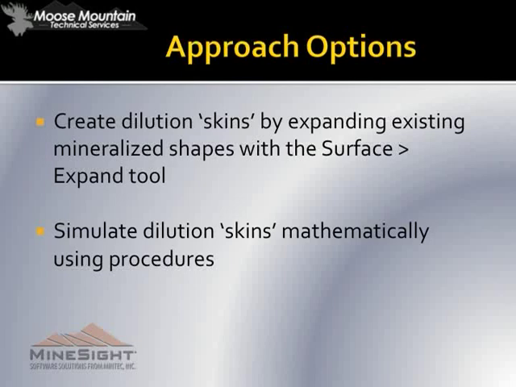And then every time we wanted to do an iteration, we would have had to go all the way back to the solids, re-expand the solids, retreat the solids to make sure their integrity was good, and then recode the model. So we thought that, although it would be more accurate, it would be too labor intensive at this stage. So we chose instead to simulate a dilution skin mathematically using procedures.